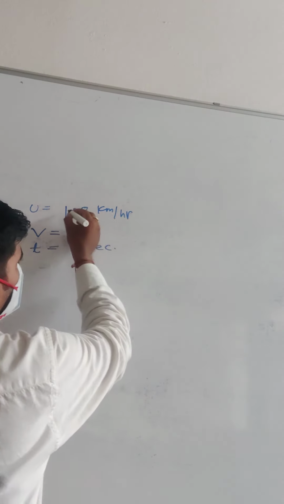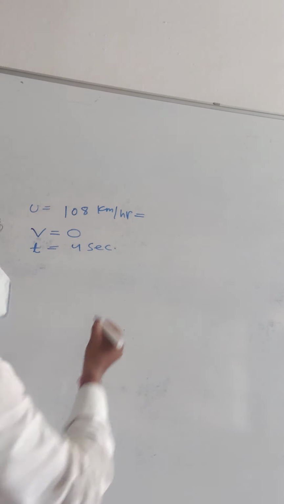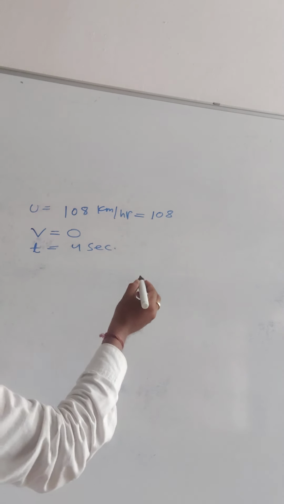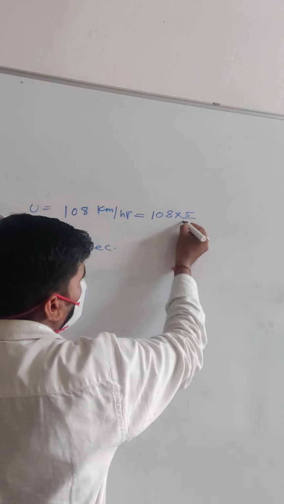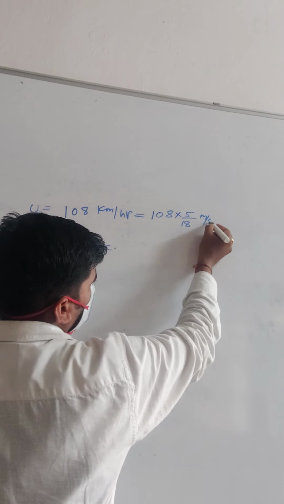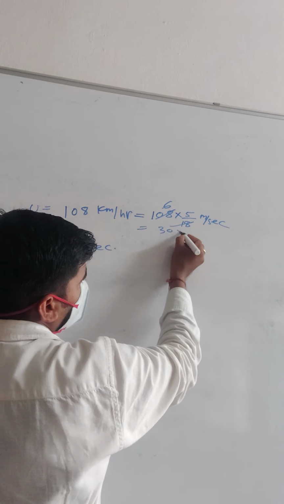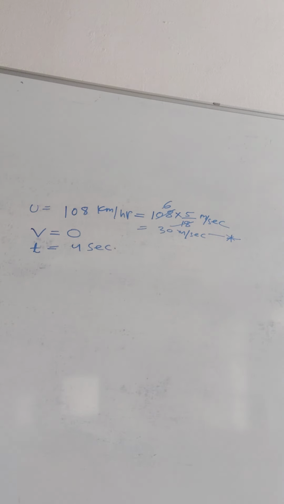Now see, you should convert 108 kilometers per hour to meters per second. If you want to convert kilometers per hour to meters per second, you must multiply by 5 upon 18. So 108 times 5 upon 18, this is 6, 6 times 5 is 30 meters per second. All are clear or any doubt? Sir, please explain again.